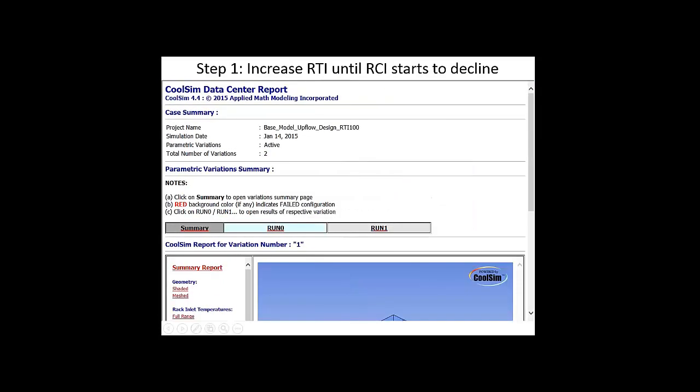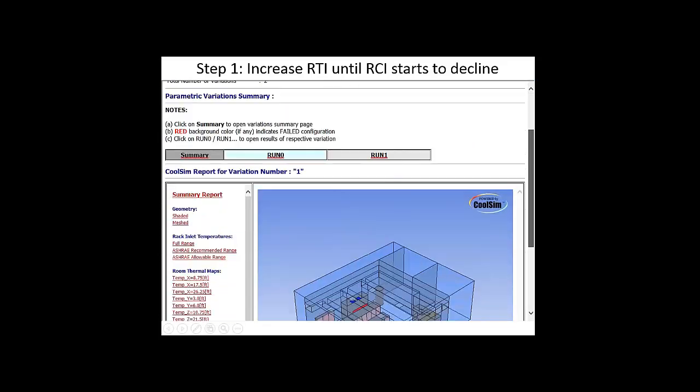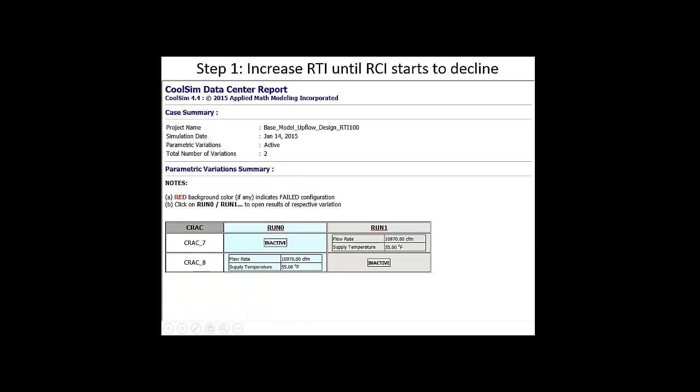So now what we've done here is we're going to increase the RTI until the RCI starts to decline. Within CoolSim, you're able to take a look at different scenarios based off the same model. So again, this is just output. You can view CoolSim output without being in the modeler. I've exported the output, and you can view it in HTML and web pages.